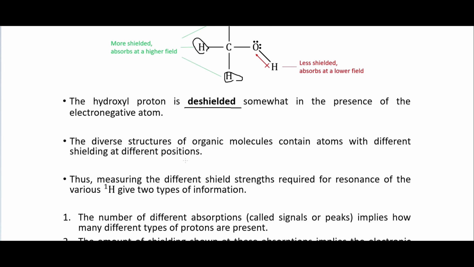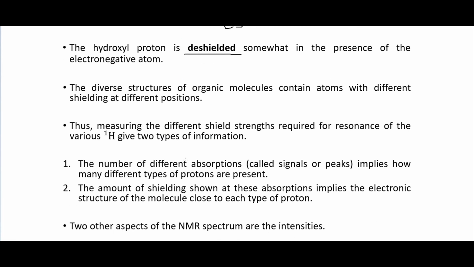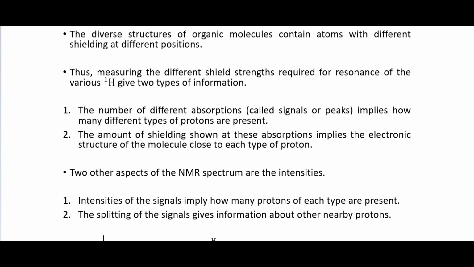And so different molecules will have these diverse structures which have protons in different chemical environments, which will feel different amounts of de-shielding. And so what that means is that the number of different absorptions, called the signals or peaks, implies how many different types of protons are present. And so in later videos, we can look at these different absorptions to tell us what types of equivalent protons we can get.